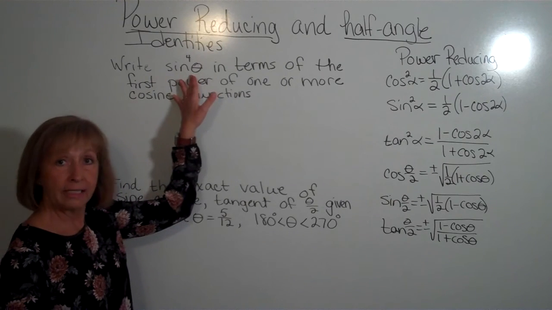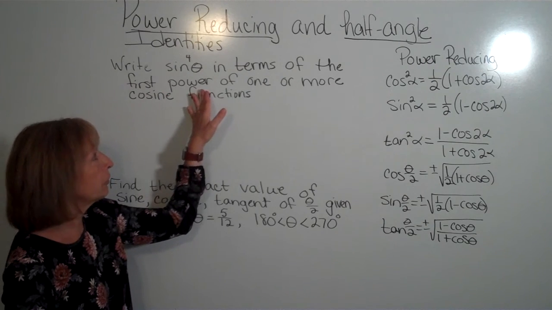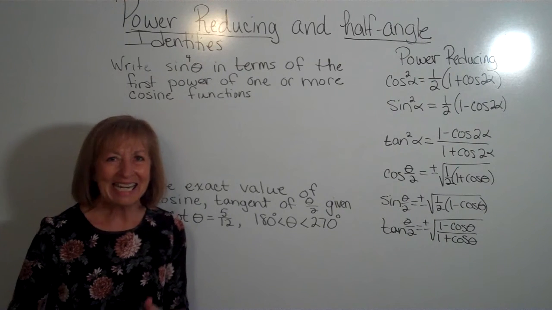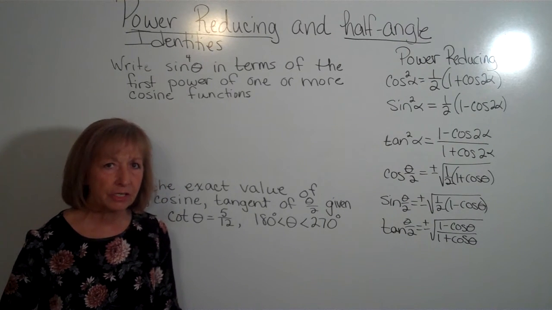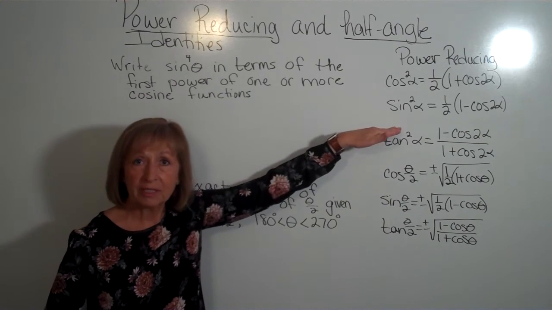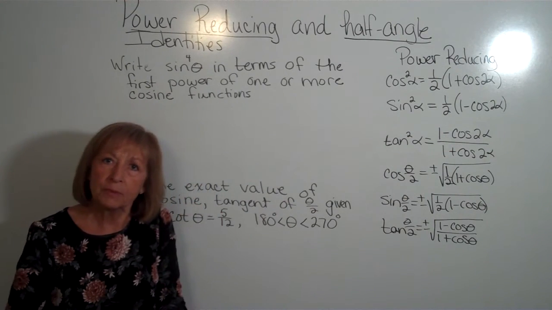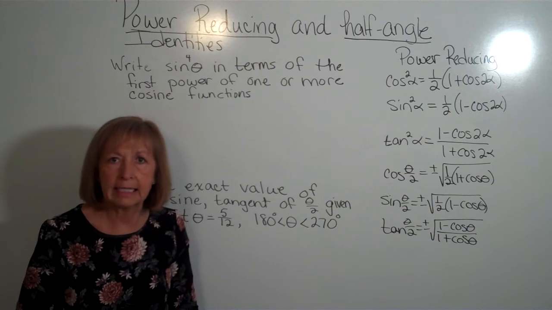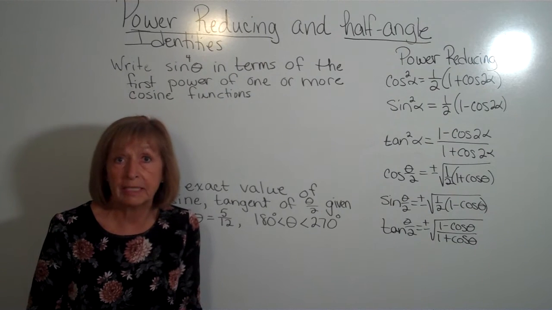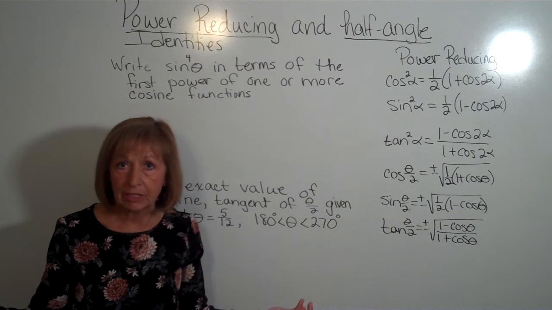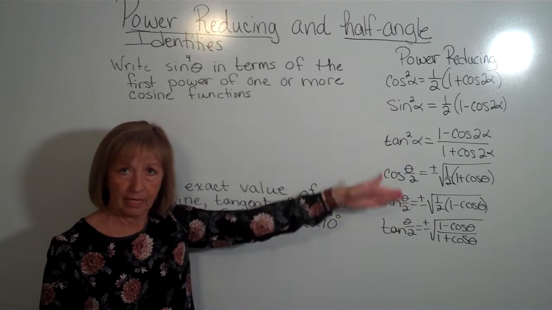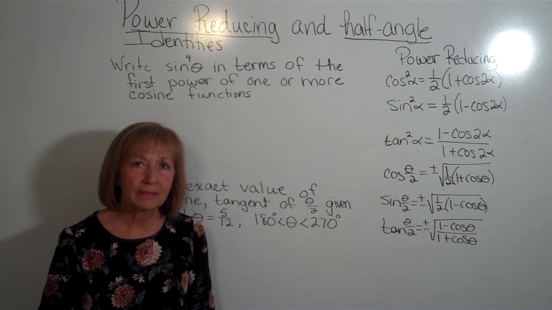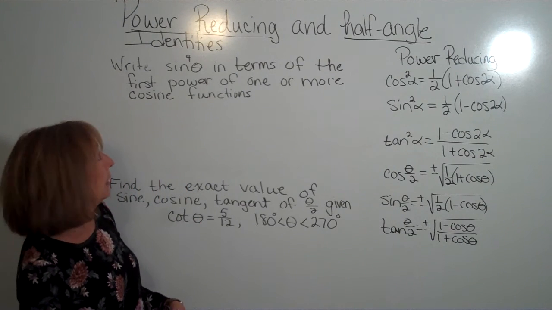It says write sine to the 4th theta in terms of the first power of one or more cosine functions. Now, it didn't actually need to tell me that they were cosine functions because our power-reducing formulas came from a rearrangement of the cosine of twice an angle. It was just kind of an extra hint in the question. It could have just told me to reduce the power of this trigonometric expression, and then I would have had to have gone to these power-reducing identities and applied it from there. Let's go on and see what we're supposed to do.